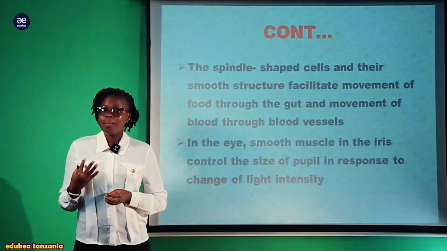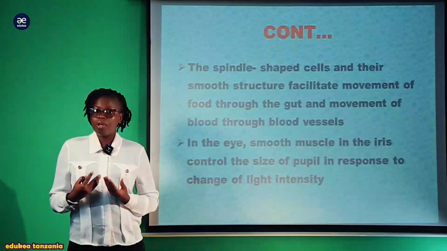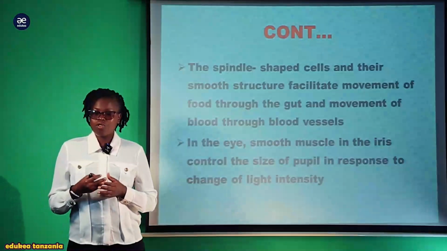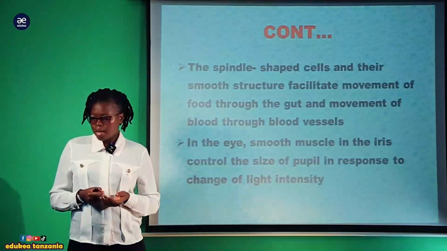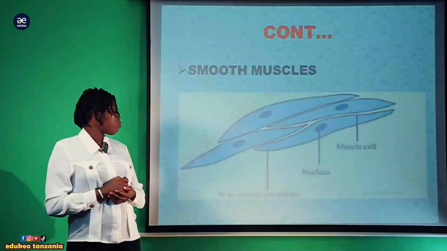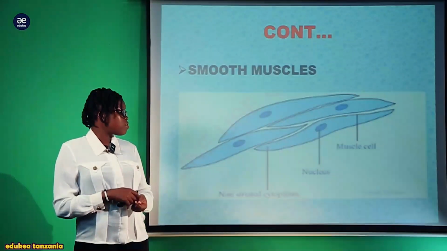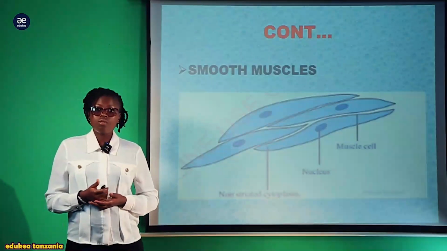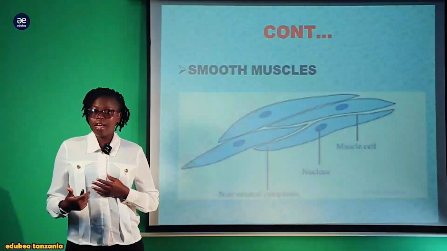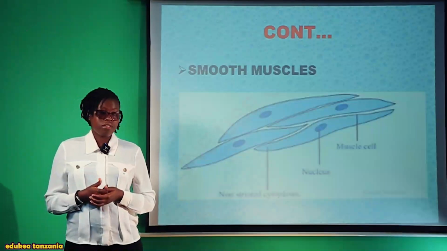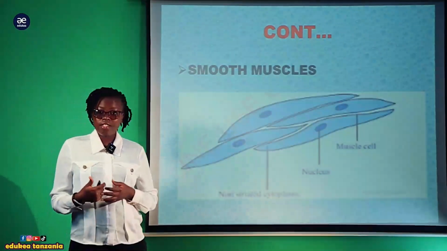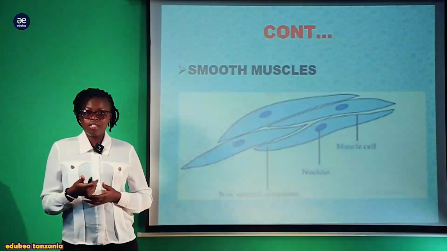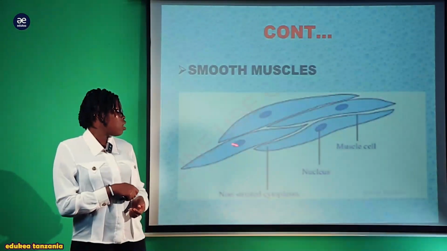But in dim light, the size of the pupil increases, so as to ensure that more light is allowed to pass into the eye, so as to make a person see an object in front of him. So this is the structure of the smooth muscles. We have said that they are not striated, they are spindle shaped, with tapering ends and a smooth texture, which helps in movement of food into the gut, and also flow of the blood within the blood vessels. Likewise they are found within the iris in controlling the size of the pupil depending on the intensity of the light. So this is the structure of the smooth muscle.